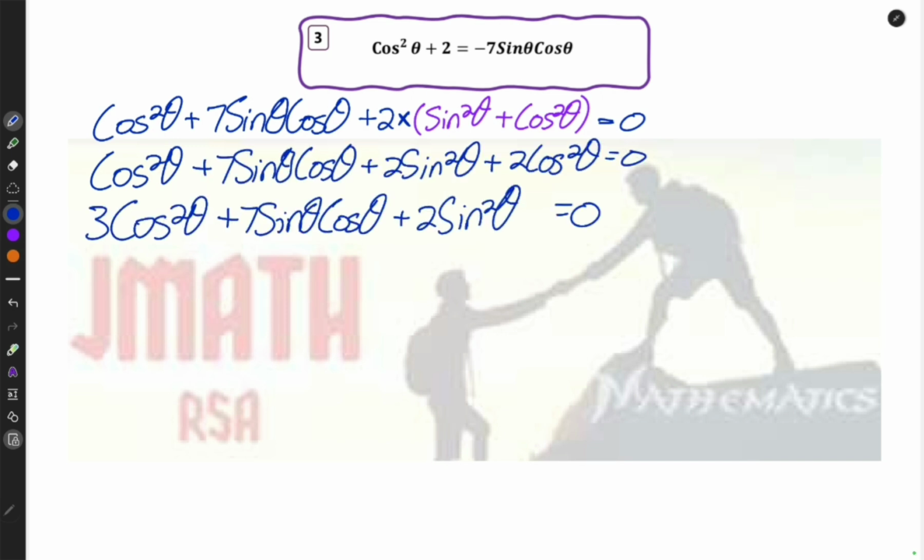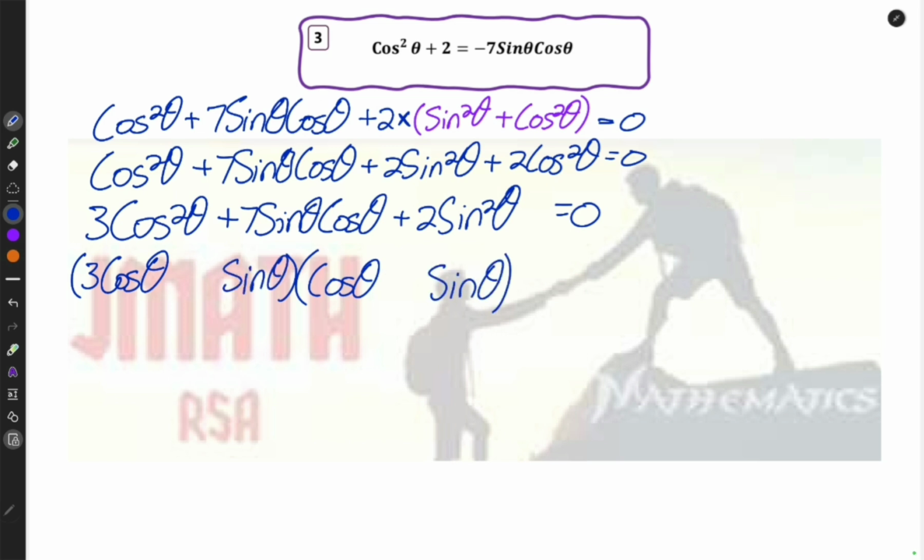So that gives me a trinomial, and now I can solve the trinomial in any way that you are comfortable with. You can use the calculator, you can use the quadratic formula, just get the brackets. So in this case, this would be 3 cos theta, and I know the other side is just going to be cos theta. Then I know I'm going to end off with a sine theta in both brackets, but I need to place that 2 somewhere. So the 2 actually goes at the back, and the signs are pluses.